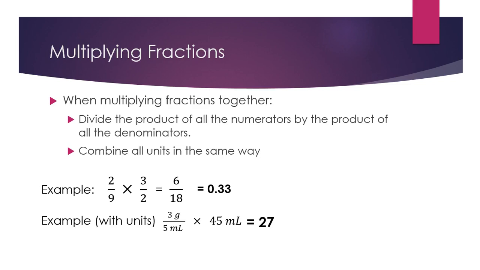Now let's look at what happens with the units. We have grams divided by milliliters times milliliters. Now when we multiply those units together, the milliliters will be in the numerator and the denominator. And we know that anything divided by itself is 1. So essentially, the milliliters will cancel each other out. And the only unit that doesn't cancel is grams, so the unit of our answer will be in grams.